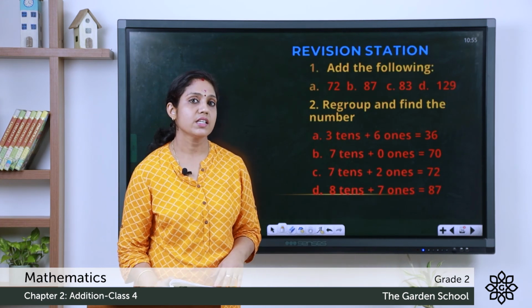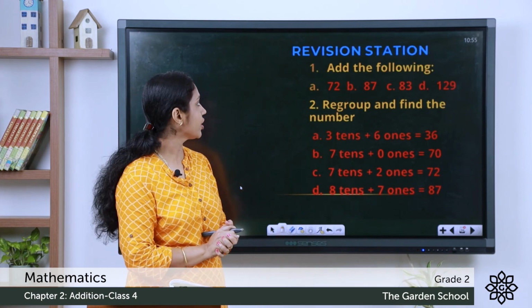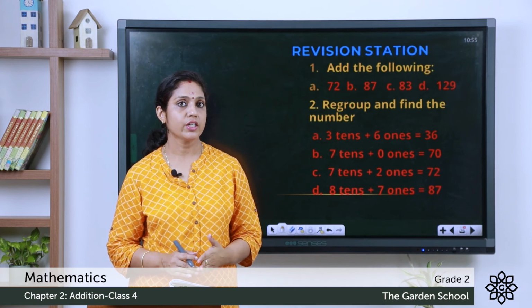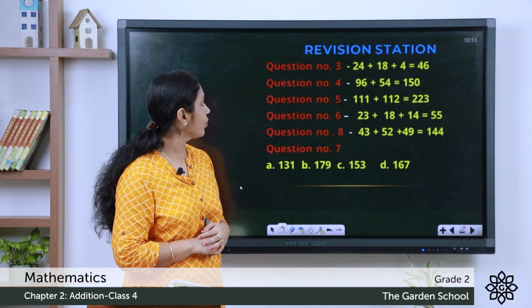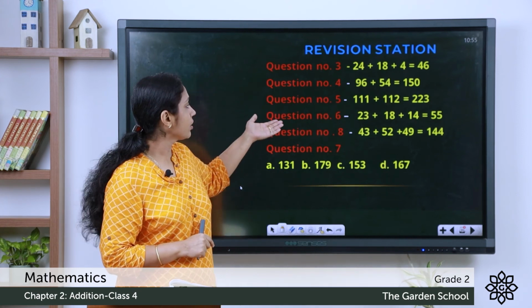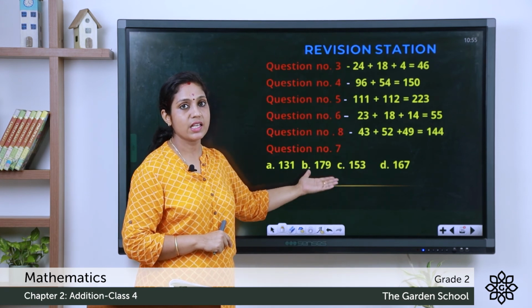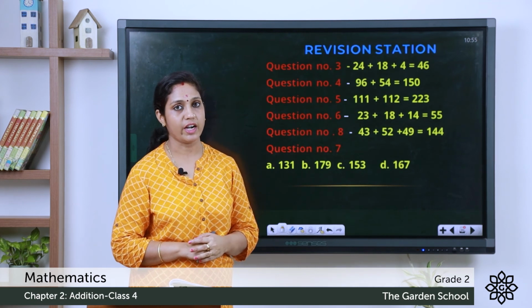Here are the answers for the questions of page number 31, that is revision station. You can pause the video, check whether your answer is correct or you can rewrite the answers. It is question number 3, question number 4, question number 5, number 6, number 8 and number 7. The answers are given here. Pause the video and you can check whether your answer is correct or not.